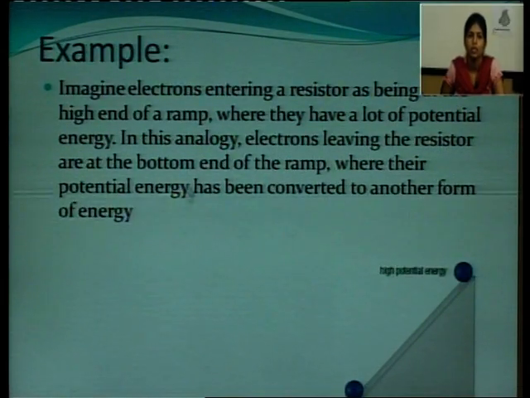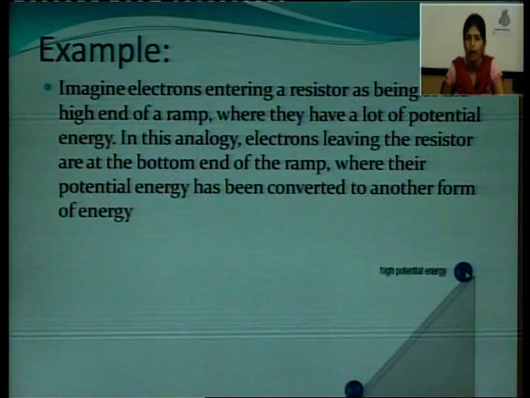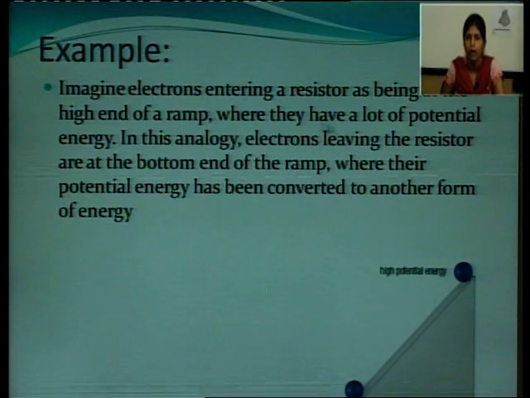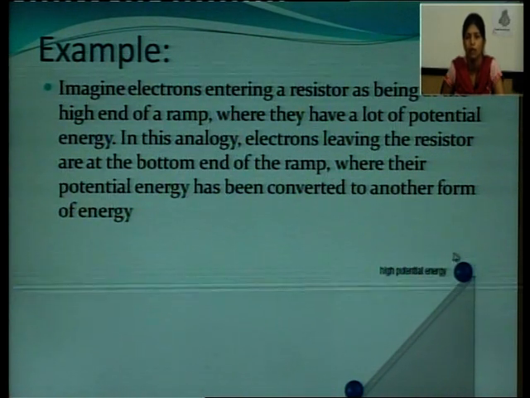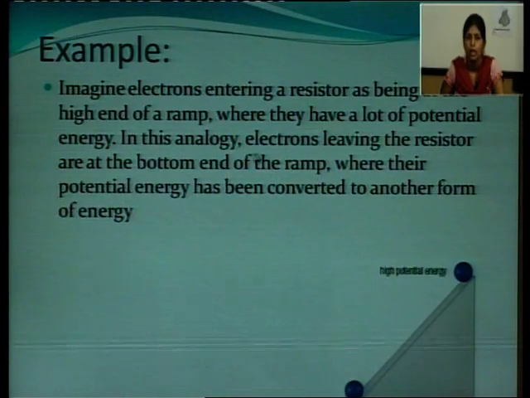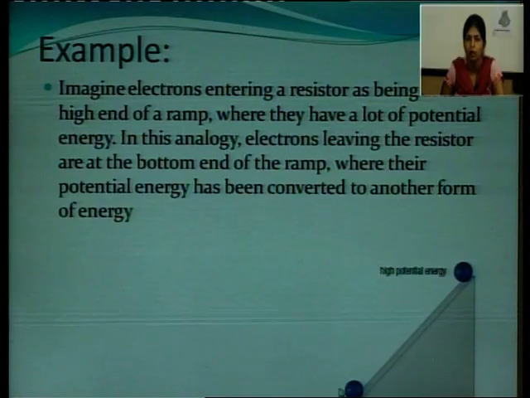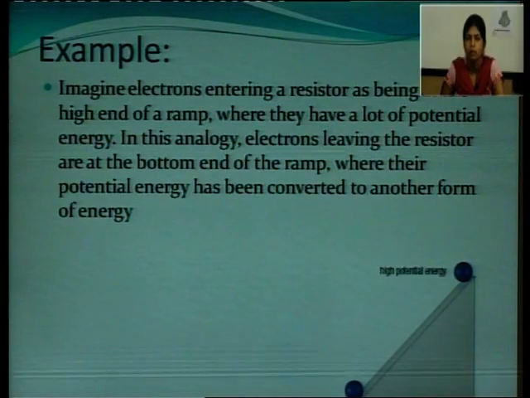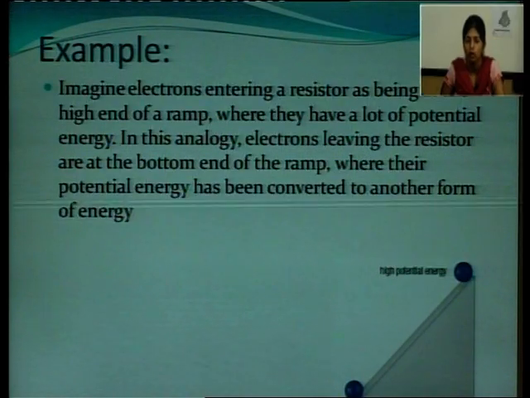Now for example, imagine electrons entering a resistor as being at the high end of a ramp. So this electron will enter from the high end of the ramp where they have a lot of potential energy. So at this end, these electrons have a maximum potential energy. In this analogy, electrons leaving the resistor are at the bottom end of the ramp. So when the electron goes out of the resistor, it will be at this position. At this position, this electron has minimum potential energy.